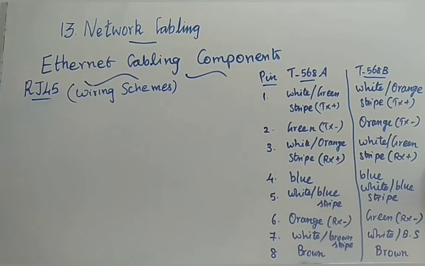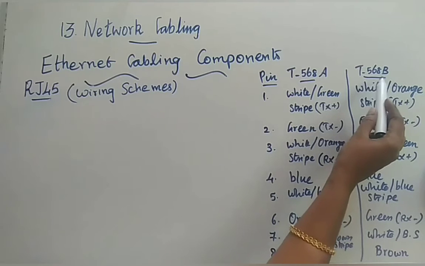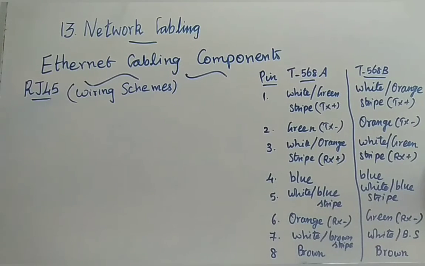And the next one is T568B. So these are the two ways in which you can do the wiring. For the wire connection and the connector insert, you have two methods. The first one is T568A. The next one is T568B. So these are the two schemes, or two methods, you have.